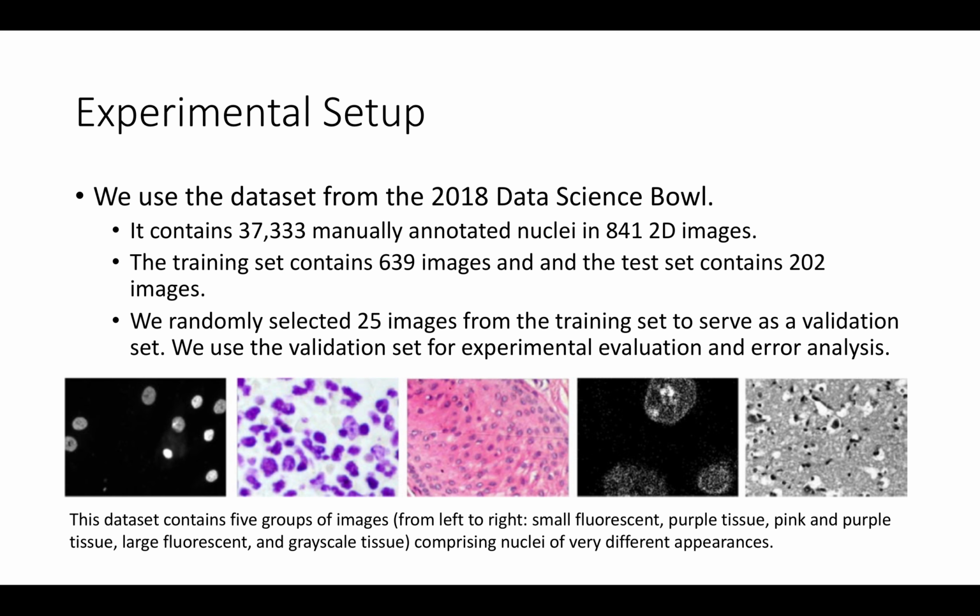in the original dataset. Here in the figure below, we show some examples of the images in our training set. We can see that the images are actually comprised of nuclei with very different appearances that come from 5 major groups of images.